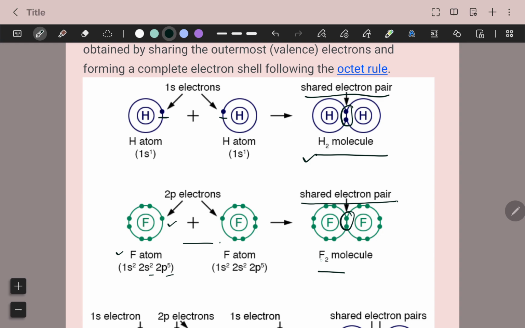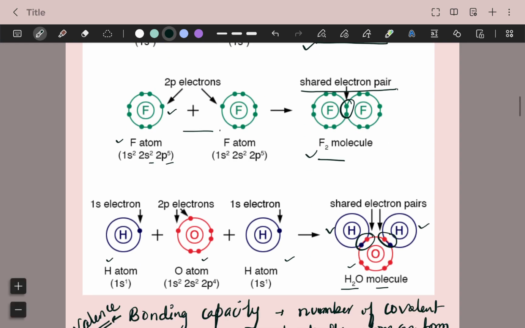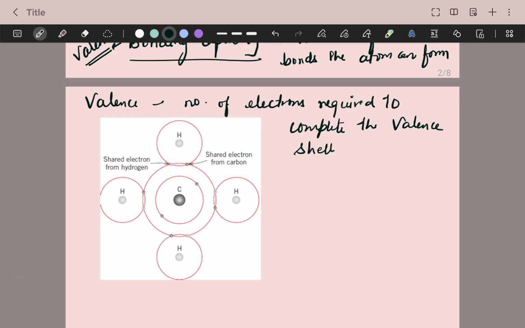Now here if you see H2, F2, these are pure elements. They are not compounds because they are made up of the same element. But if I say water, this is a compound. If you say methane, this is a compound. Methane is the main component of natural gas. Carbon has a valence of 4. It has 4 electrons in its valence shell, and it needs 4 electrons to complete it. So it needs 4 hydrogen atoms to complete its valence shell. Clear?